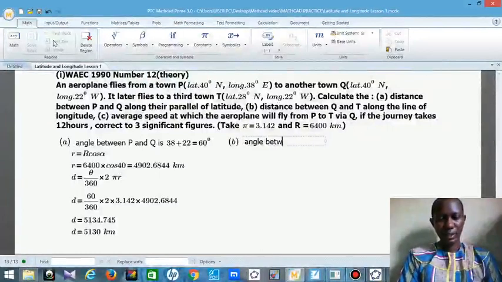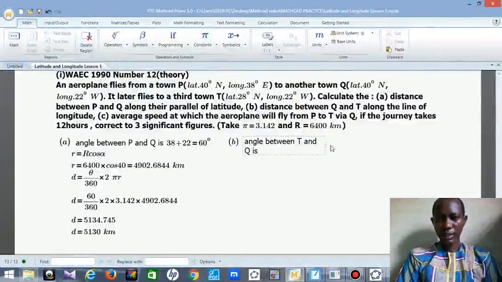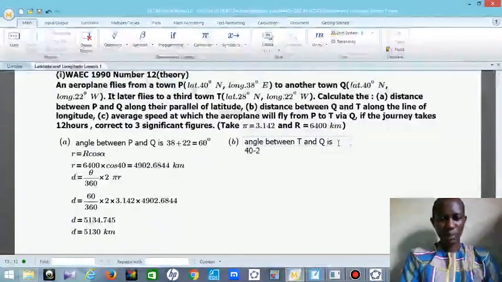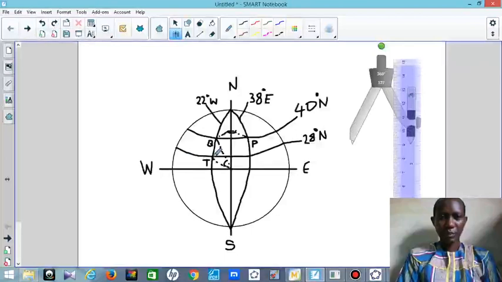Angle between T and Q is, let's see. So this one will be 40 minus 28. Why is it 40 minus 28? Let's look at it. Because both T and Q, they are on the north.